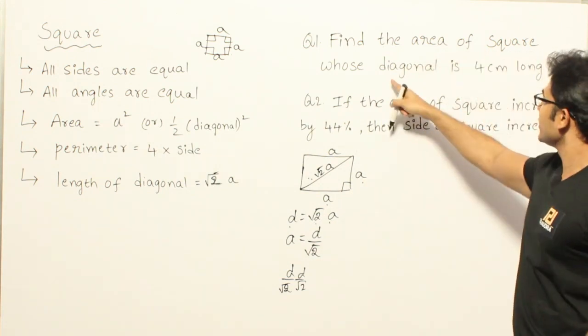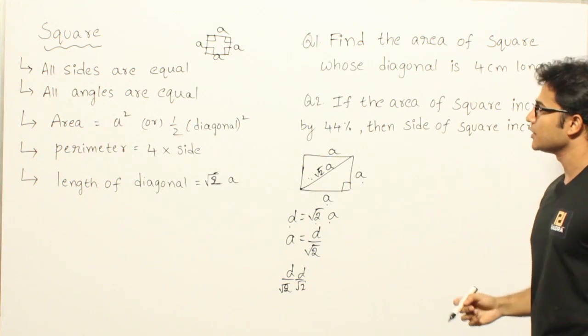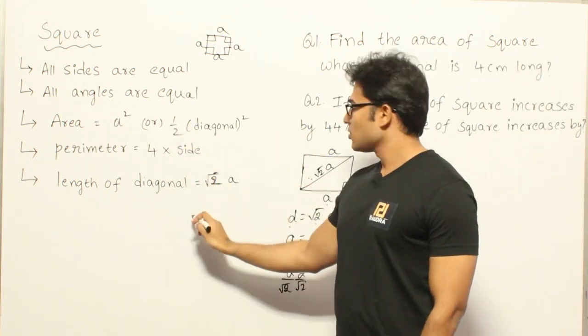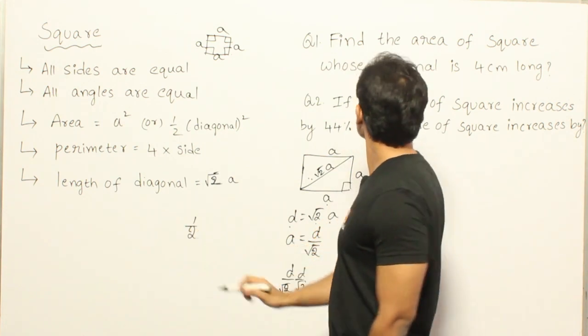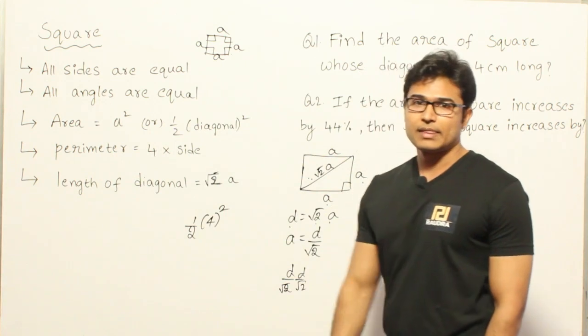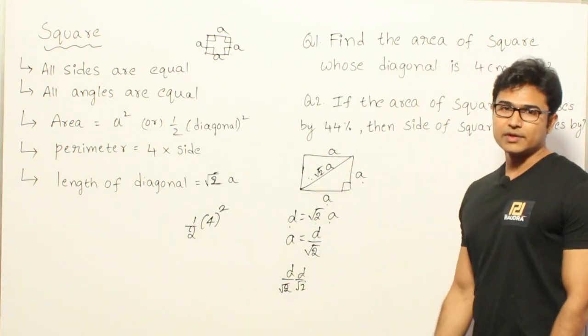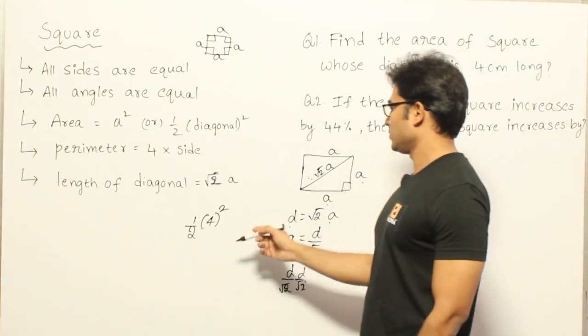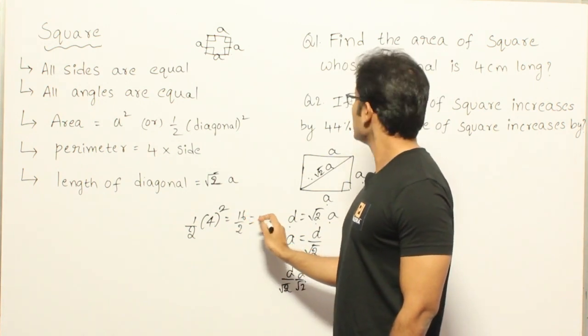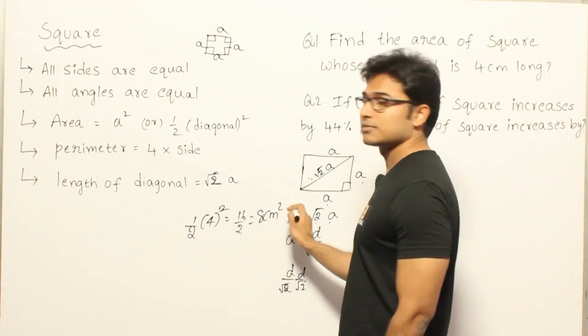Find the area of this square whose diagonal is 4 cm long. Now if the diagonal is given, you can apply this formula. What is it? Half into diagonal square. So half into 4 square. You need not learn this formula by heart. You can actually derive it in the exam. Okay. So half into this one. So it is going to be 16 by 2, which means 8 square centimeters.